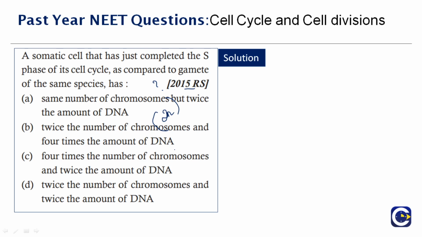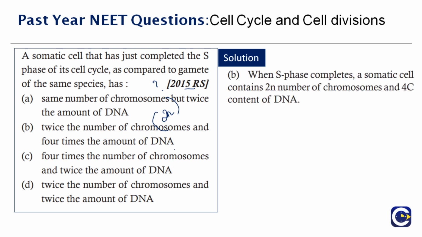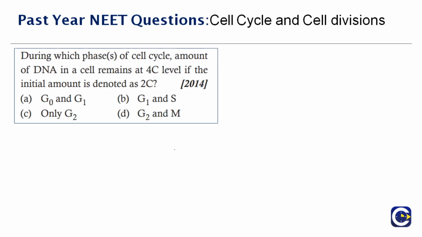Once the S phase completes, the somatic cell has 2n number of chromosomes and 4C content of DNA. Therefore the correct answer is option B. Okay, next question. This question was asked in the year 2014. During which phases of the cell cycle does the amount of DNA in the cell remain at the 4C level if the initial amount is denoted as 2C?